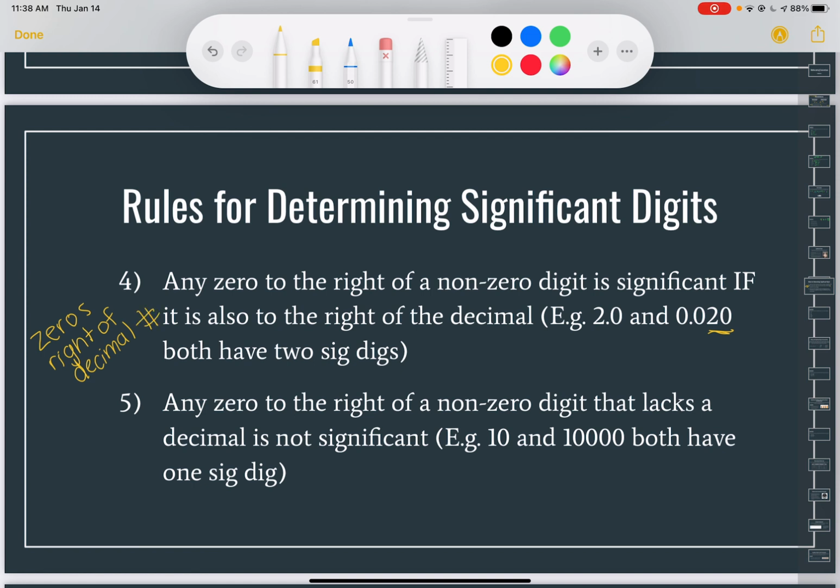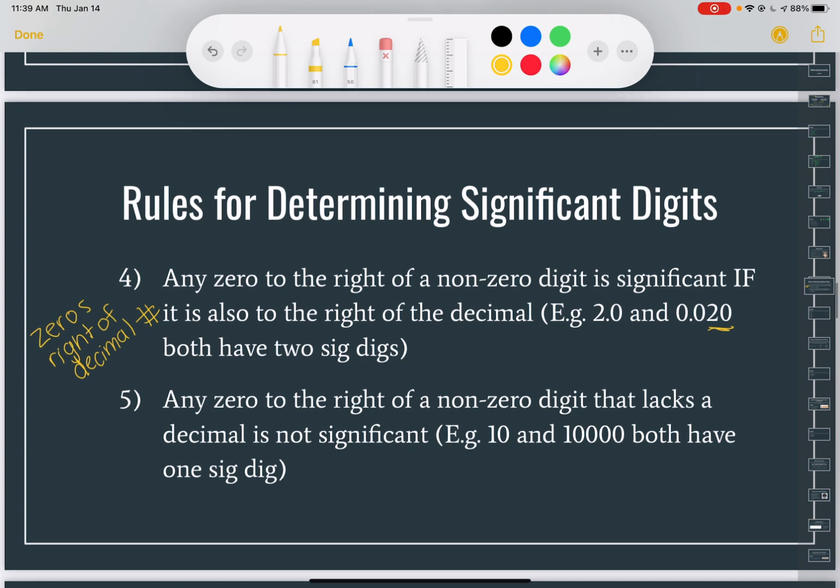And then the last one here, any zero to the right of a non-zero digit that lacks a decimal is not significant. So 10 or 10,000, they both just have one significant digit. So in general, these ones are just zeros.